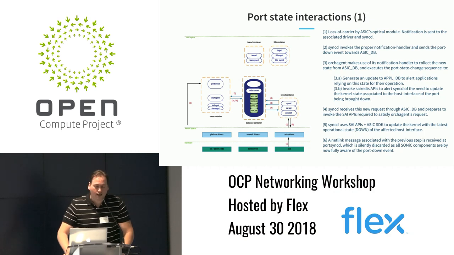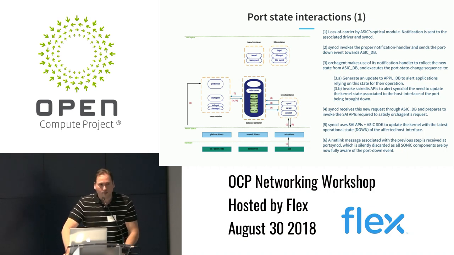Once the information is in ASIC-DB, again, the orchestration agent can pull it and read it. And the orchestration agent, as a matter of fact, will use a notification handler, and we'll do two things with that. One, it will update the application DBs, because somebody has to tell the rest of the northbound applications that that port is now down. So you have to write into that database.